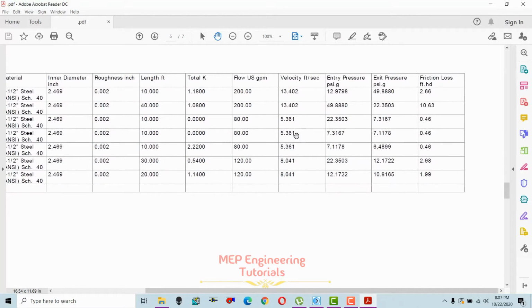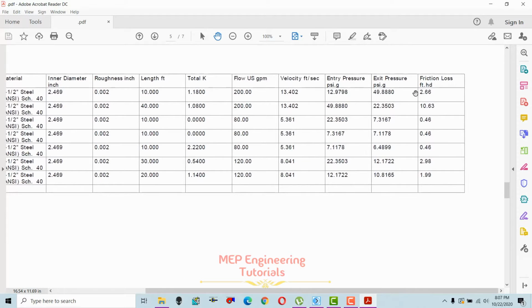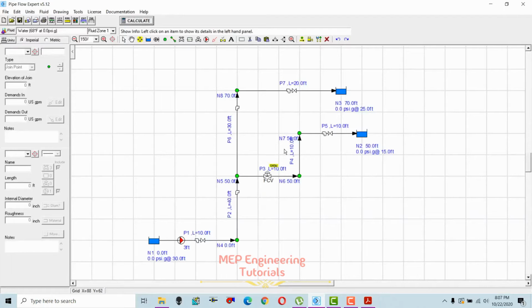So you can see the velocity also in each pipe segment. You can check the entry pressure, exit pressure, and friction loss. So this is how you can read your pump head data. So it's very easy to calculate the pump head using this Pipe Flow Expert software.